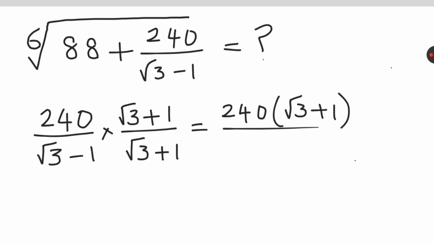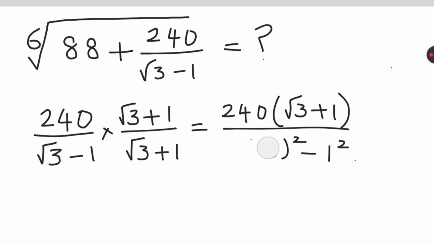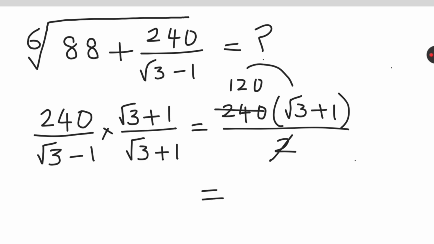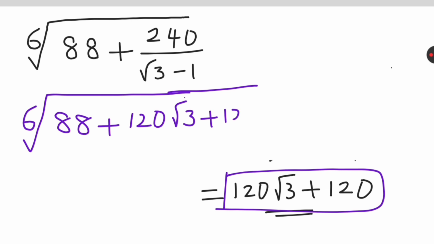And the denominator is in the form of a minus b times a plus b, isn't it? What is the formula? The formula is a square minus b square. So that means root 3 whole square minus 1 square. Root 3 whole square is nothing but 3, minus 1 square, which gives 3 minus 1, that is 2. After cancelling 2 and 240, you will get 120. After expanding this bracket, you will get 120 times root 3 plus 120. After doing the rationalization, we got this. Just write this: 120 root 3 plus 120.